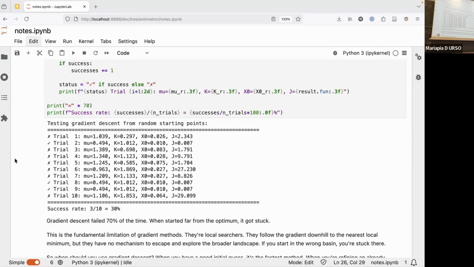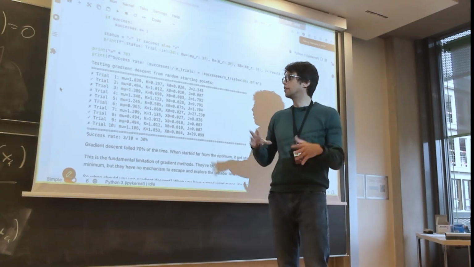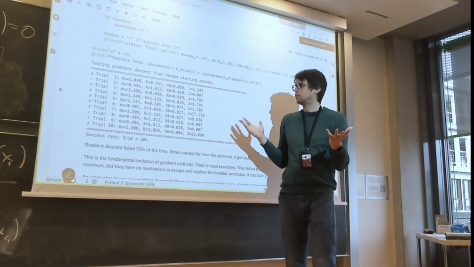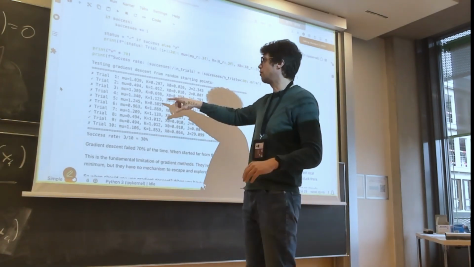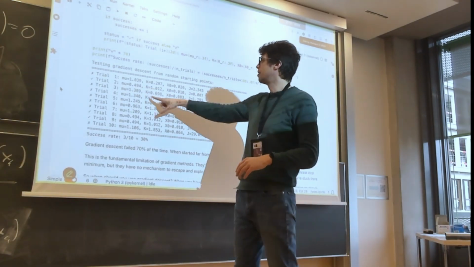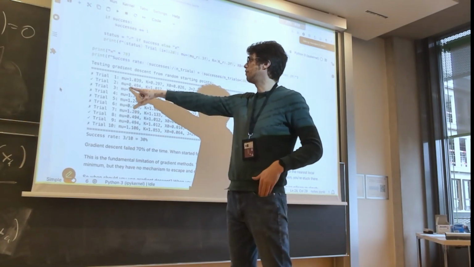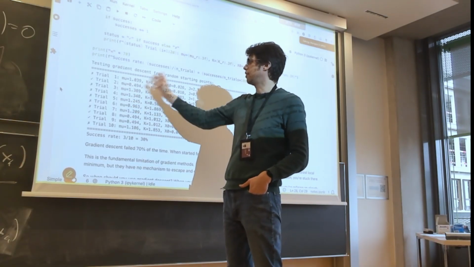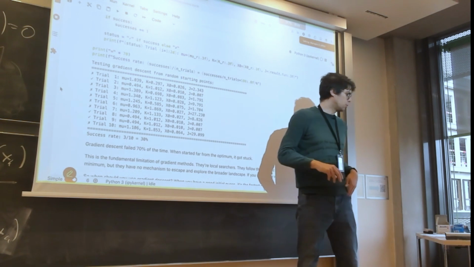This is just because they start too far away and don't find their way through this landscape. For some of them, of course, it finds the value very well, but here it's very off. The true value is 0.5, and here it says 1.4, which is, of course, way off.